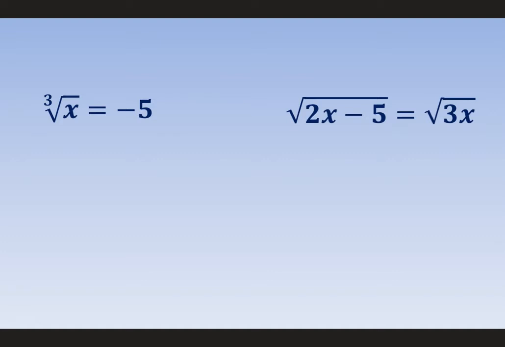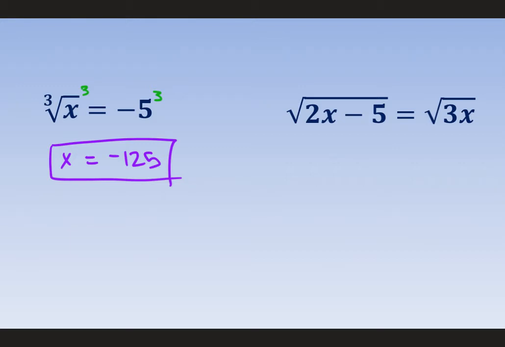All right, so on the first one on the left here, the radical is already isolated. The only difference here is it's a cube root rather than a square root. So we will cube both sides. That'll leave us with x on the left. And then negative 5 times negative 5 times negative 5 is negative 125. And that is okay here. It's okay for an odd indexed radical to equal a negative, just not evens.